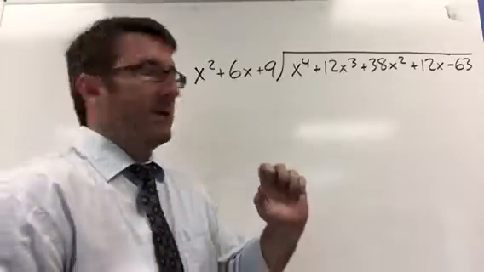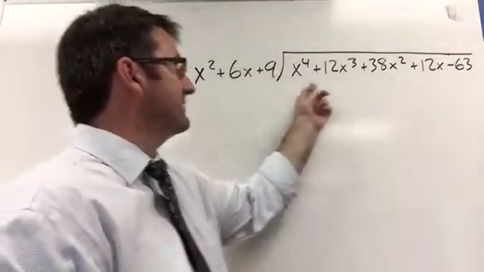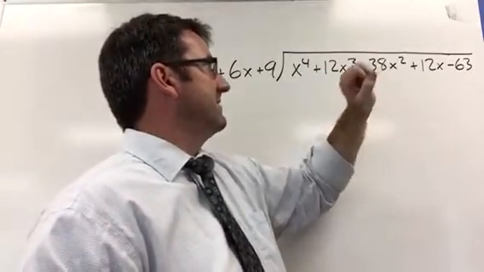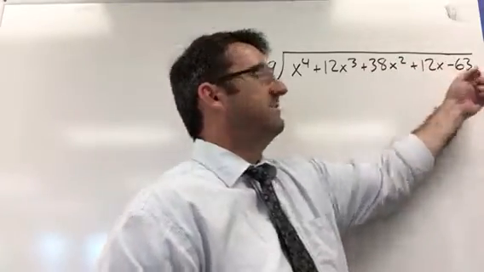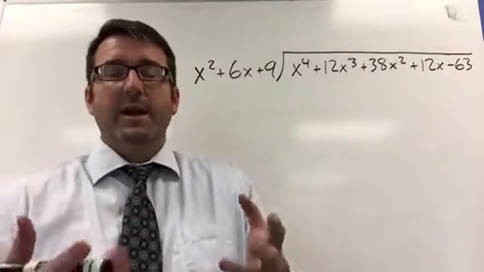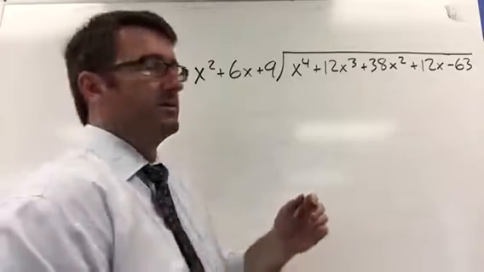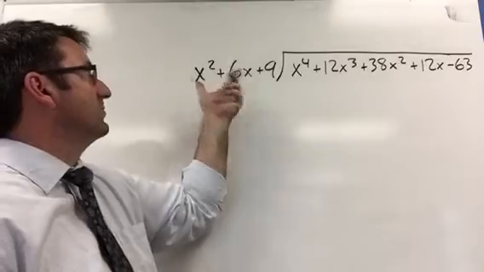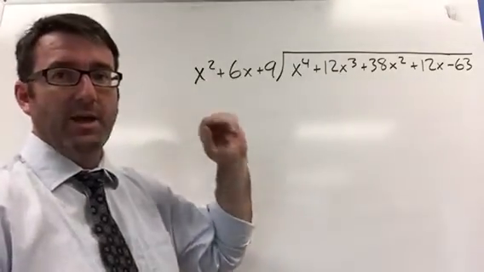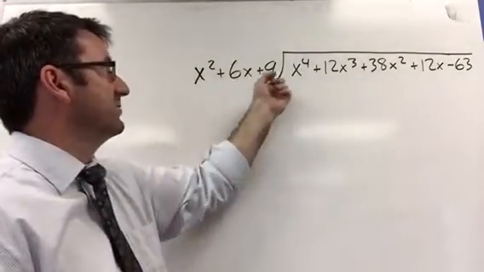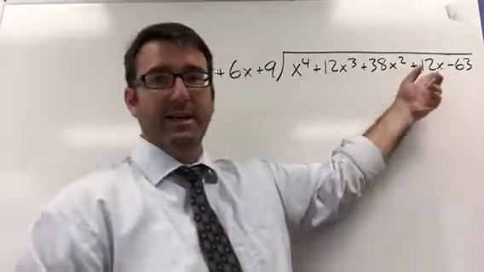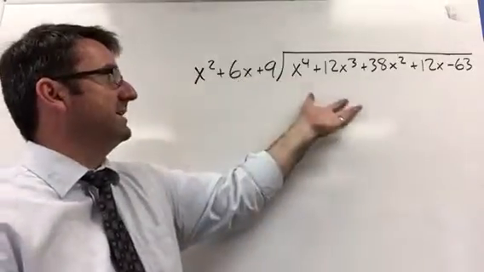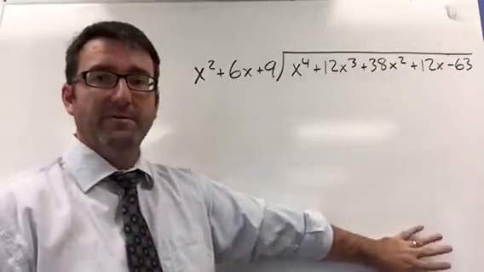All right, for number 7, we're asked to completely factor this polynomial, x to the 4th plus 12x cubed plus 38x squared plus 12x minus 63. And to help us factor this, we've been told that a factor of this is x squared plus 6x plus 9. In other words, x squared plus 6x plus 9 divides evenly into this.